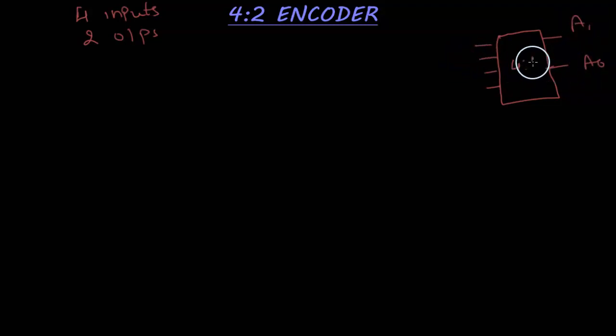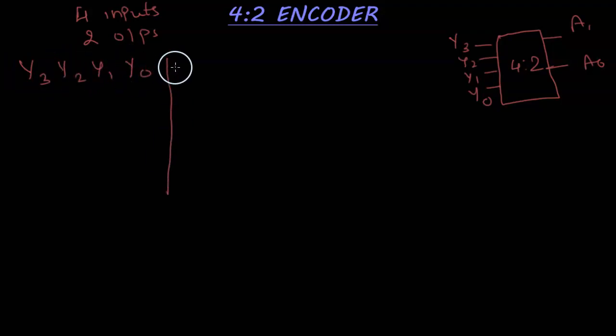This is a 4:2 encoder, and my inputs are Y3, Y2, Y1 and Y0. Now let us see the truth table. So we have inputs Y2, Y1, Y0 and outputs A1 and A0.